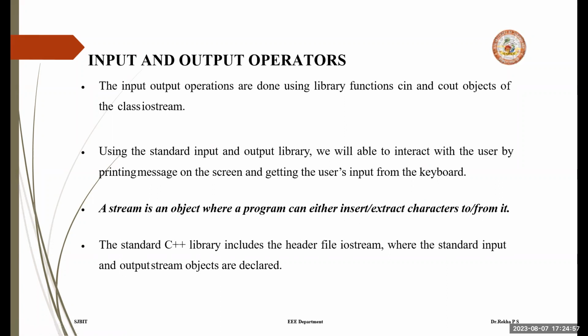We know input and output operations are done using library functions, that is, cin and cout objects, which belong to the iostream class. Using the standard input and output library, we will be able to interact with the user by printing messages on the screen and getting the user's input from the keyboard.